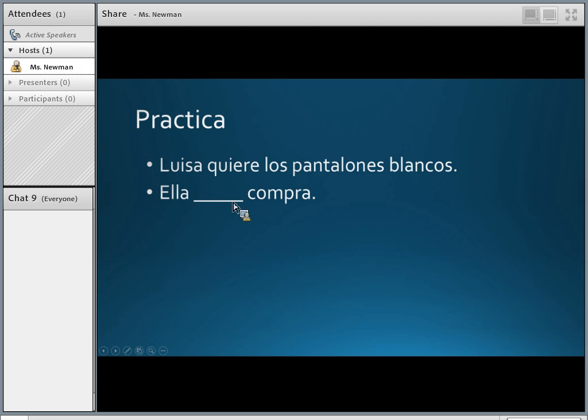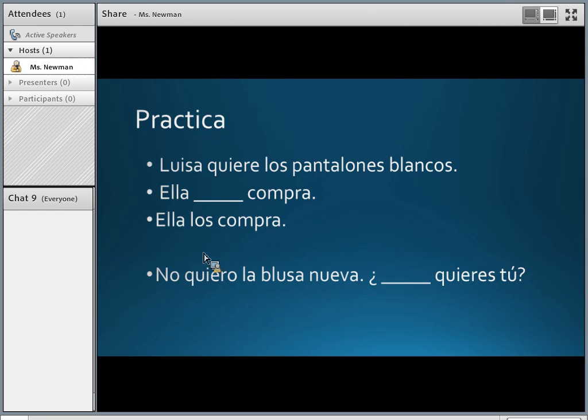And then this sentence, she is going to buy them. Compra, she's going to buy them. So we're making los pantalones blancos into a pronoun. What's the pronoun that goes with that? Ella los compra. Remember I told you that if the word the is there, it can help give it away. But if that wasn't there, we can look at this and know it's plural, pantalones, and it's masculine, so los.